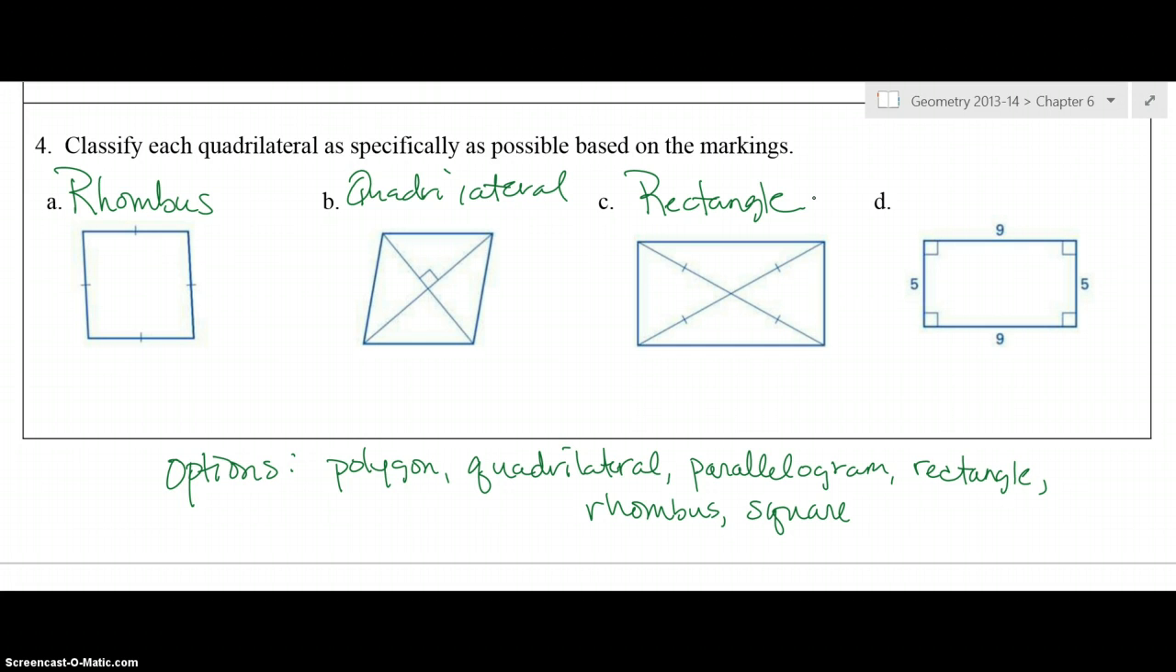How about D? Rectangle. Opposite sides congruent make it a parallelogram. The right angles more specifically make it a rectangle. But we know it's not a square because all four sides are not equal.